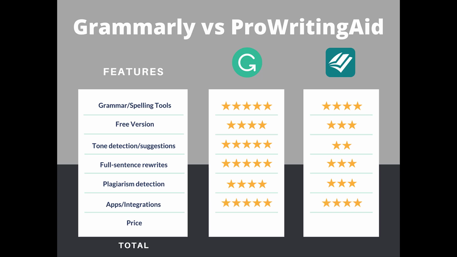Both Grammarly and ProWritingAid have great integrations with third-party apps. However, we had to give Grammarly 5 stars here solely because ProWritingAid is a little cumbersome with Google Docs, where you have to install a separate Chrome plugin. It's not just integrated with the existing Chrome plugin.